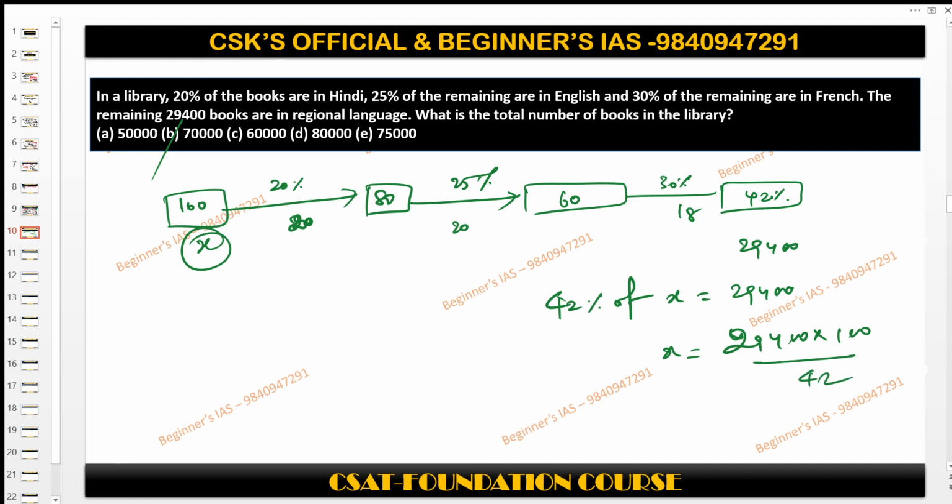Everyone, this method is nothing but PCG. You can use this method. That is why I'm saying you have to be aware of this kind of model. The answer is 70,000. So shall I move on with the next question? Okay.